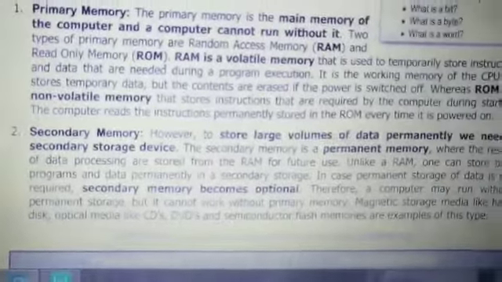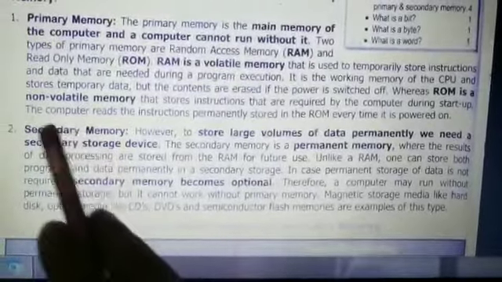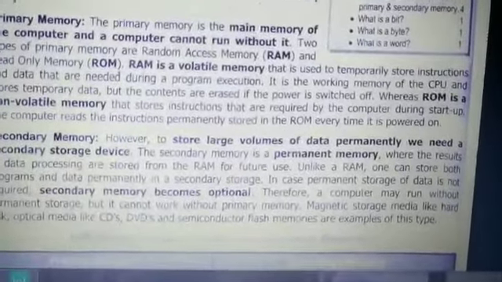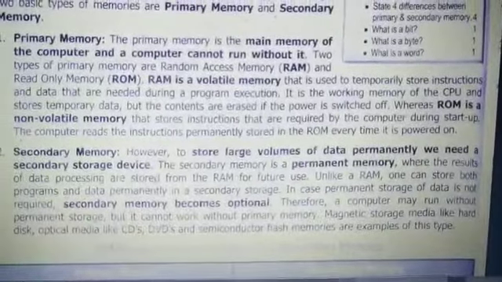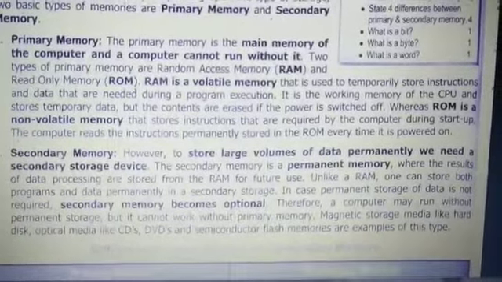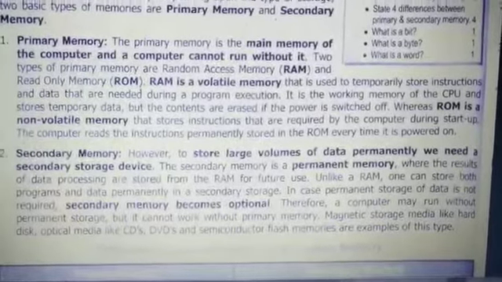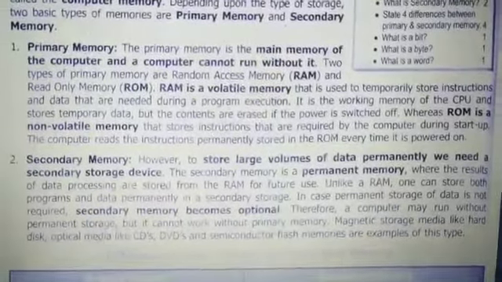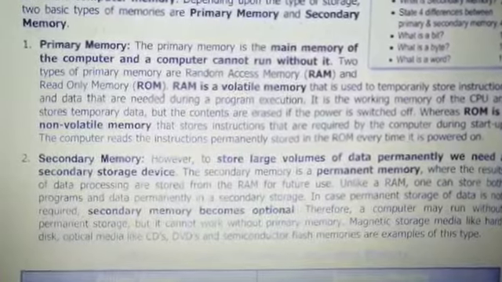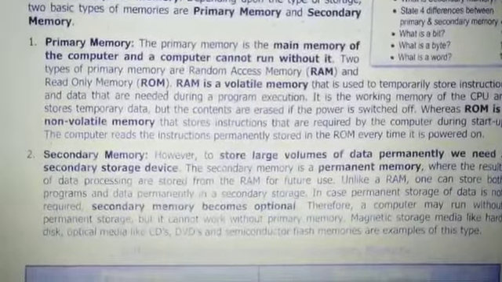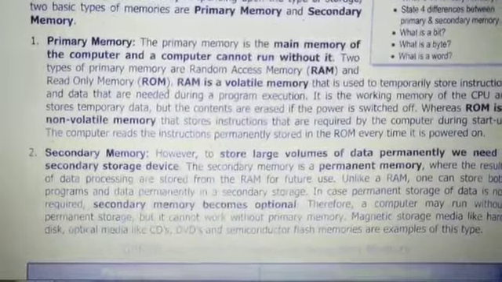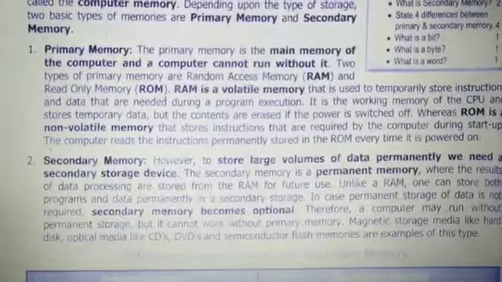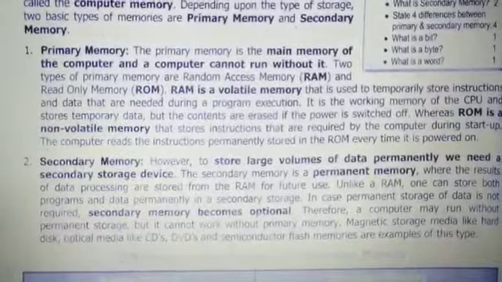Now come to the secondary memory. To store a larger volume of data permanently, we need the secondary storage. It will store the data and the instructions of the program permanently, in a permanent mode. So whatever results of the data processing are stored from the RAM for future use.